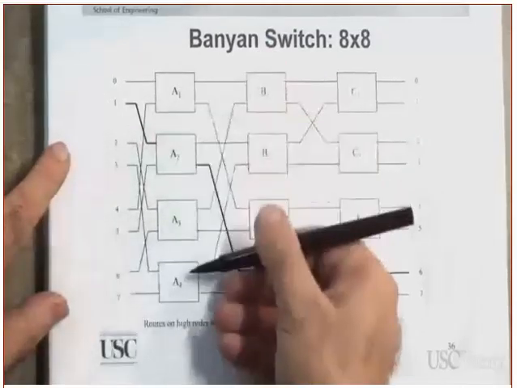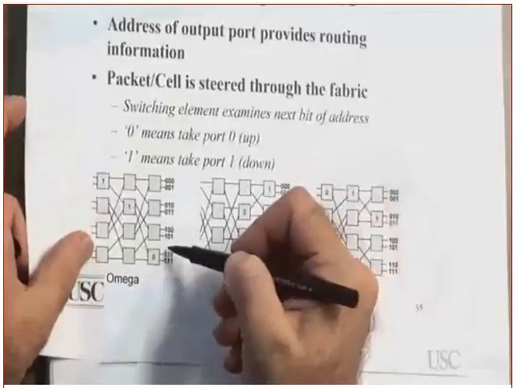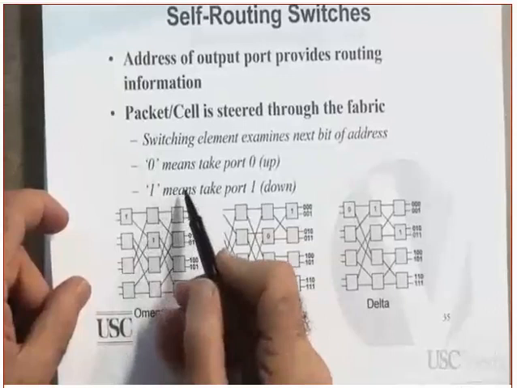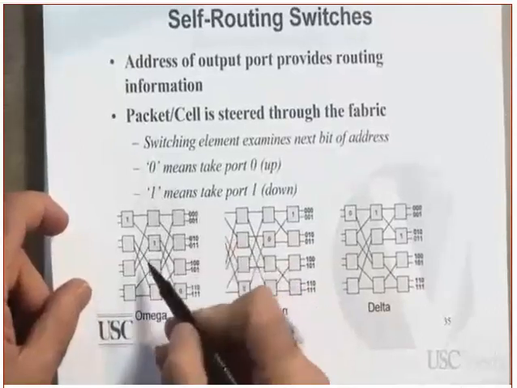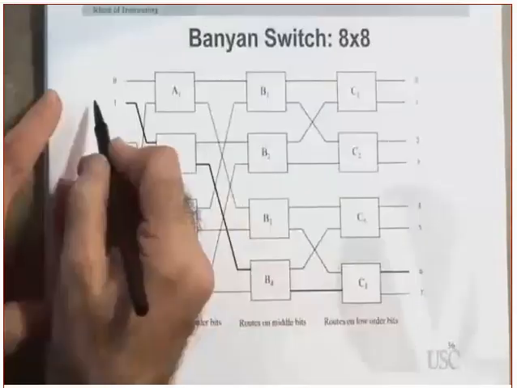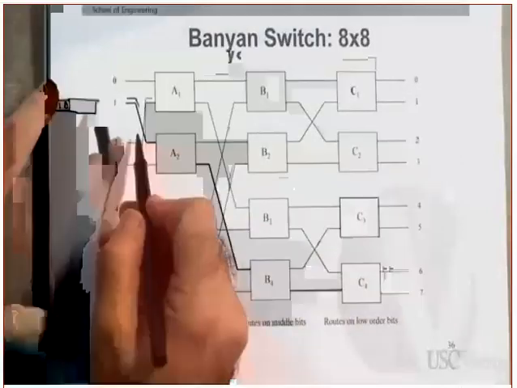So, this is the packet, and in the header of the packet there is 110. So what does he do? He looks first at the most significant digit, which is 1, so the switch will take it down. Then the next stage will examine the middle bit, which is also 1. And the last stage will examine the last bit, which is 0, so it goes up.